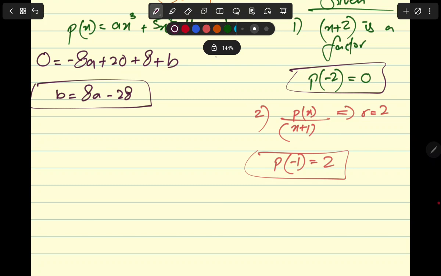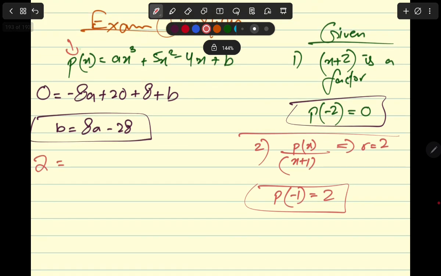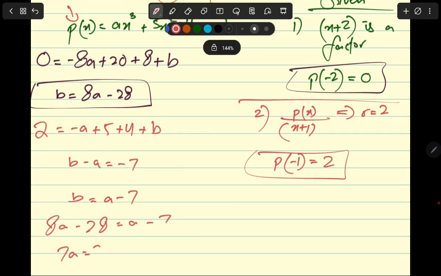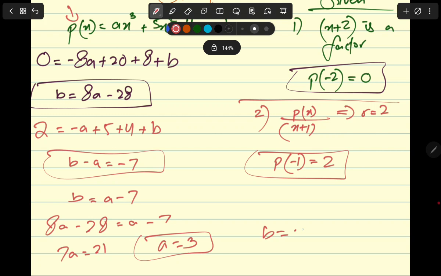Now, the second equation is going to be from here. So this is going to be p of negative 1, and p of negative 1 is 2. When I put negative 1 in this function as an input, this becomes negative a plus 5 plus 4 plus b. So this is going to become b minus a is equal to negative 7, or rather b is equal to a minus 7, right? And b was 8a minus 28. So 8a minus 28 is equal to a minus 7, and we can take it there. So 7a is equal to 21, or a is equal to 3, and when a is equal to 3, b is going to be negative 4, and that's it.